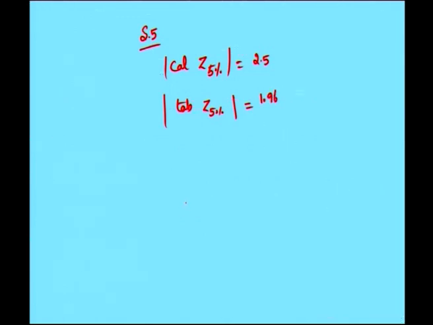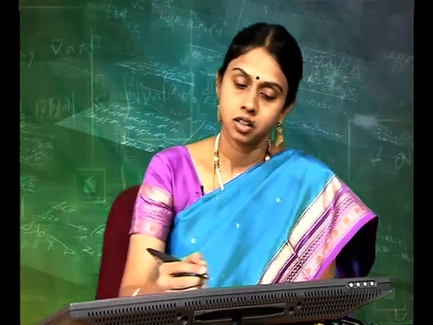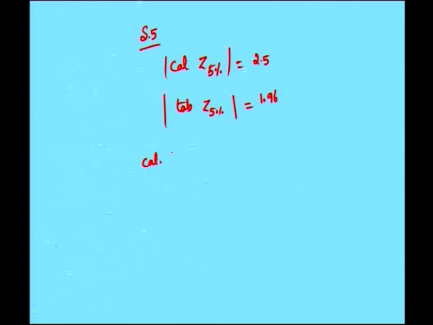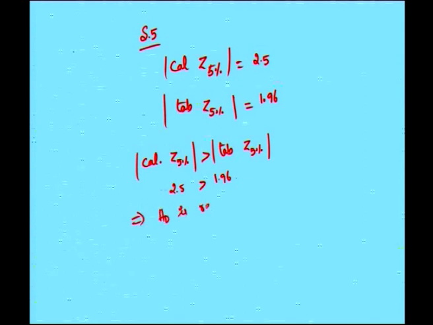Now, compare the values of 2.5 and 1.96 and check whether calculated value is greater than tabulated value. If it is greater, then H naught is rejected. So, calculated Z at 5% is greater than tabulated Z at 5% here, because 2.5 is greater than 1.96, and from this we have the conclusion that H naught is rejected.